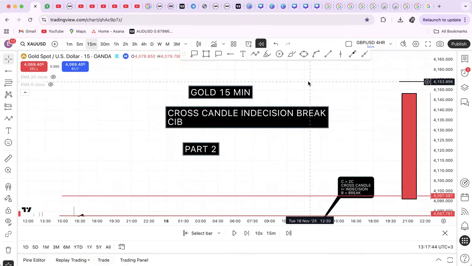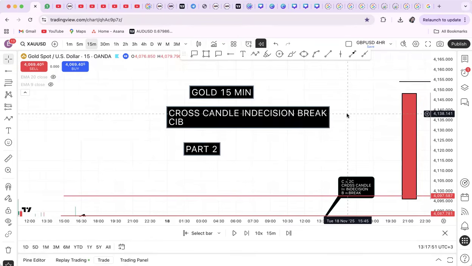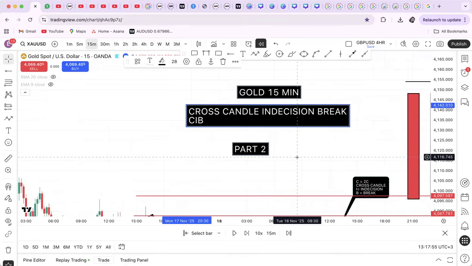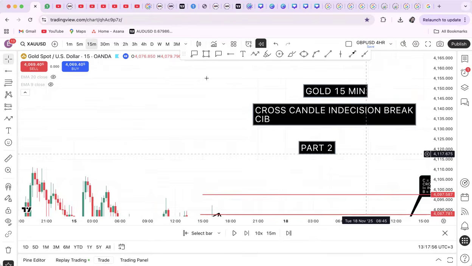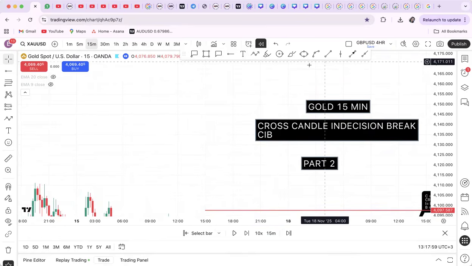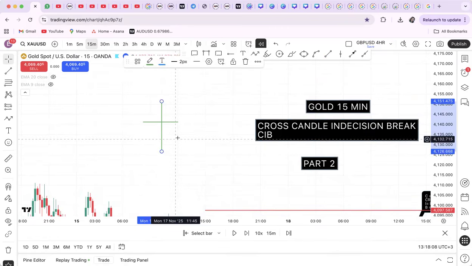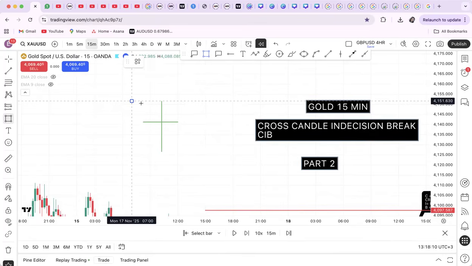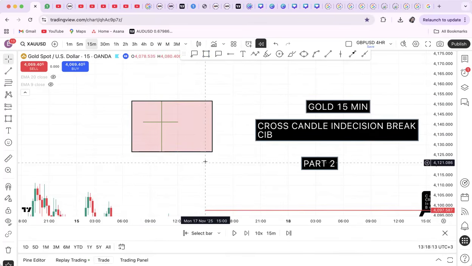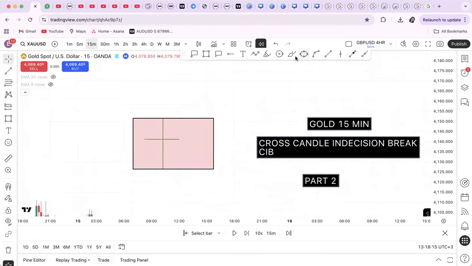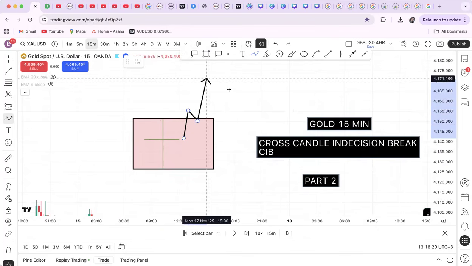The CIB strategy, like I have said in the first video, is cross candle indecision break. If you're just watching this video, maybe you have not watched part one. The cross means a candle that has no body. A cross candle is an indecision where both buyers and sellers are not able to determine who will break the market. So anytime you have a cross like that, you are looking for the market to either break on the upper side or break on the lower side.